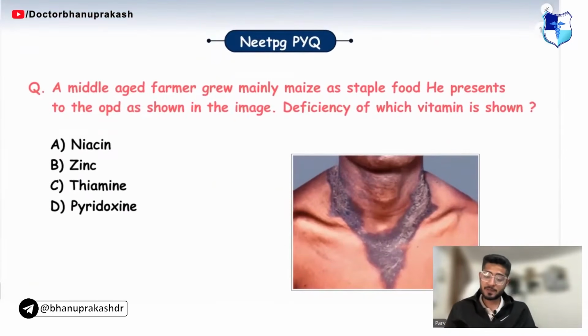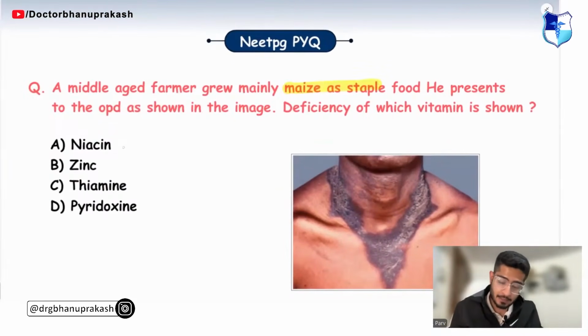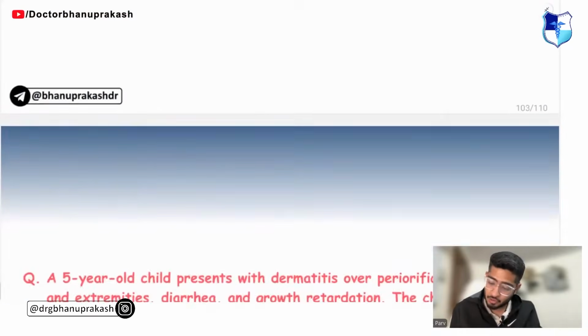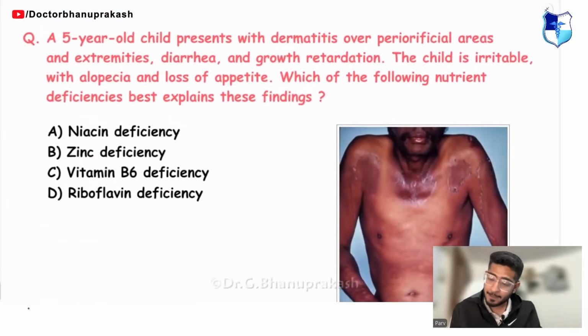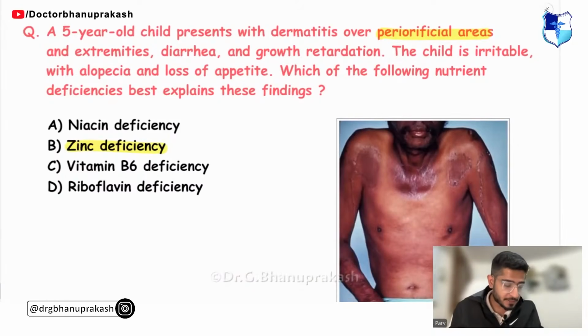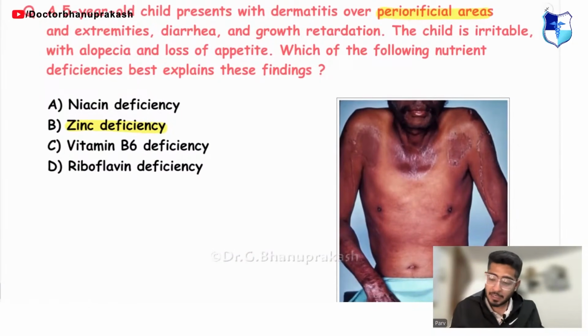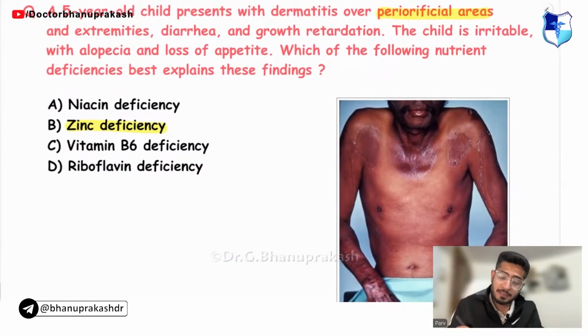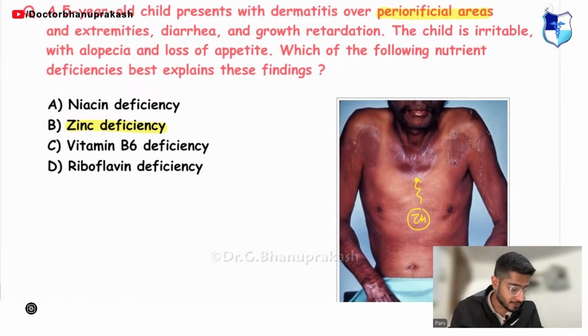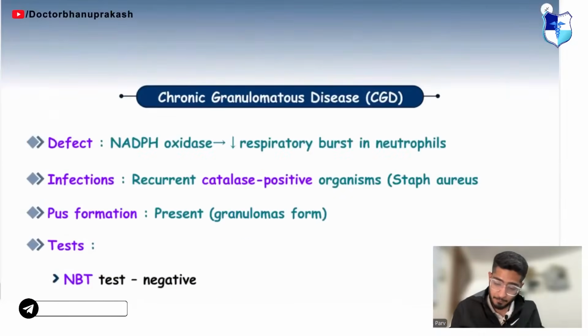This was the question. Staple food was given as maize and the answer is niacin. Yes, correct, bachcho. Coming on to this one now. Yeah, bache. So periorificial, if they are going to give this, the answer is going to be zinc. Okay, so remember this. If it is periorificial, then the answer is going to be zinc. People see this, people mark the answer as niacin, bache. That's not the case. This is zinc deficiency. Please understand, this is important.